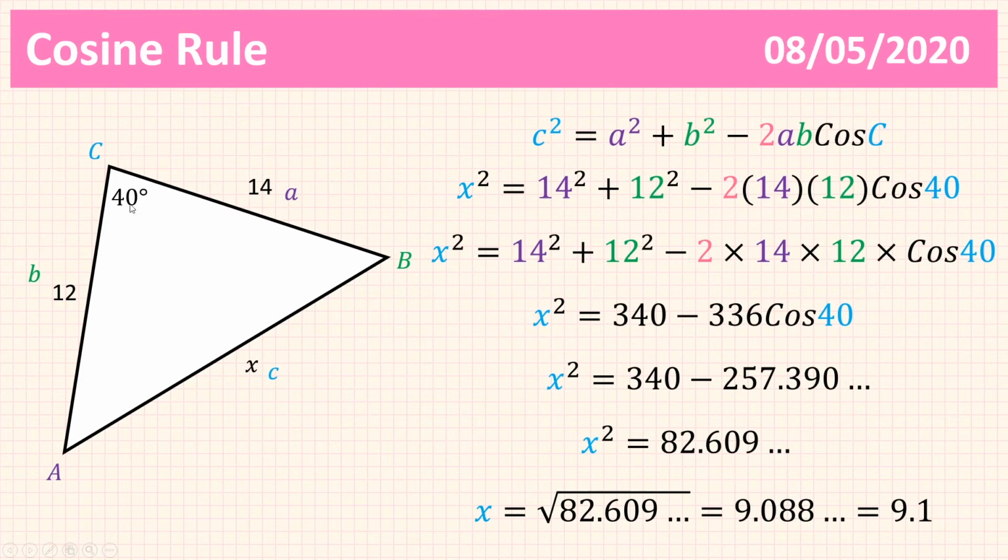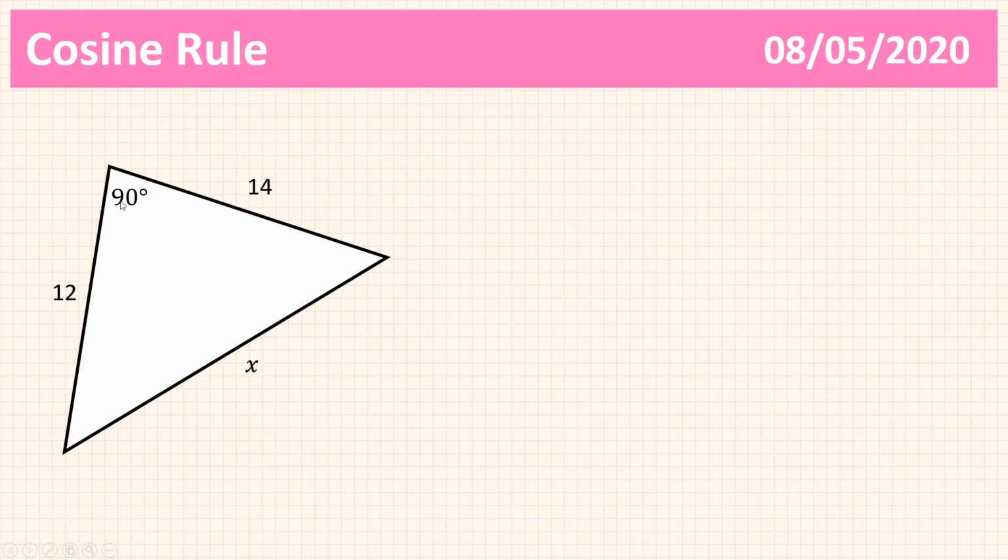Now, what happens if we change this angle? So I've changed that angle to 90 degrees. And let's see what happens to the working and how the working changes because I've changed it to 90 degrees. By changing this to 90 degrees, I've turned this into a right angled triangle. So I write the cosine rule again.